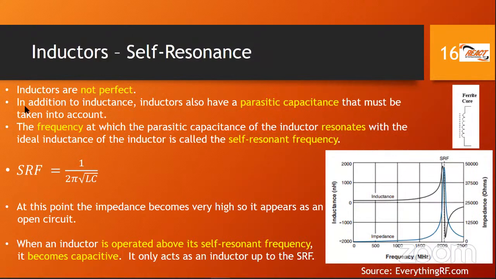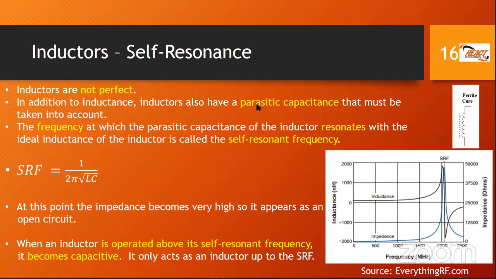Kind of like us humans. In addition to inductance, inductors also have parasitic capacitance that must be taken into account. This word parasitic, you could think of as stray capacitance or extra capacitance, but the technical term we use is parasitic capacitance. So if you want to sound technical, you say, well, the inductor may have some parasitic capacitance. That extra capacitance could be a problem for you in your circuit.